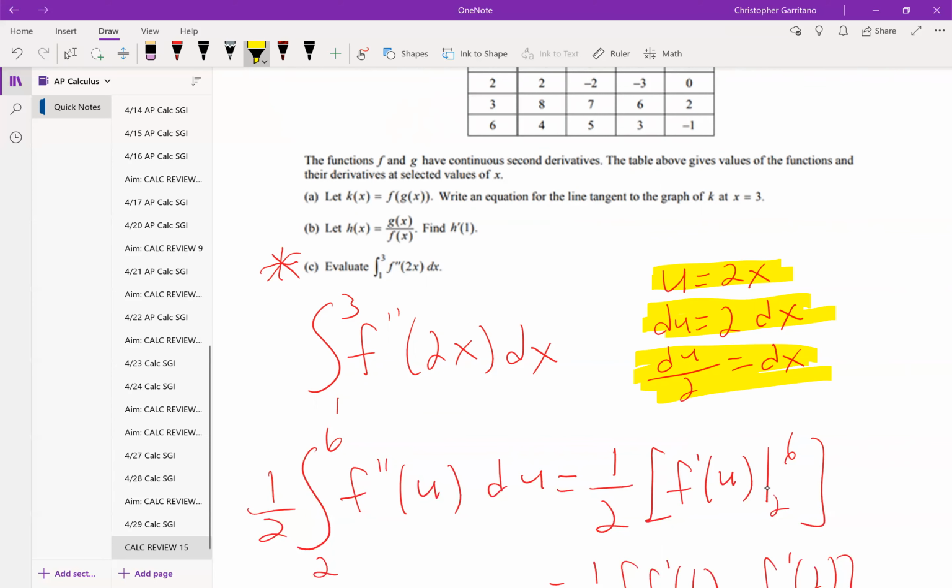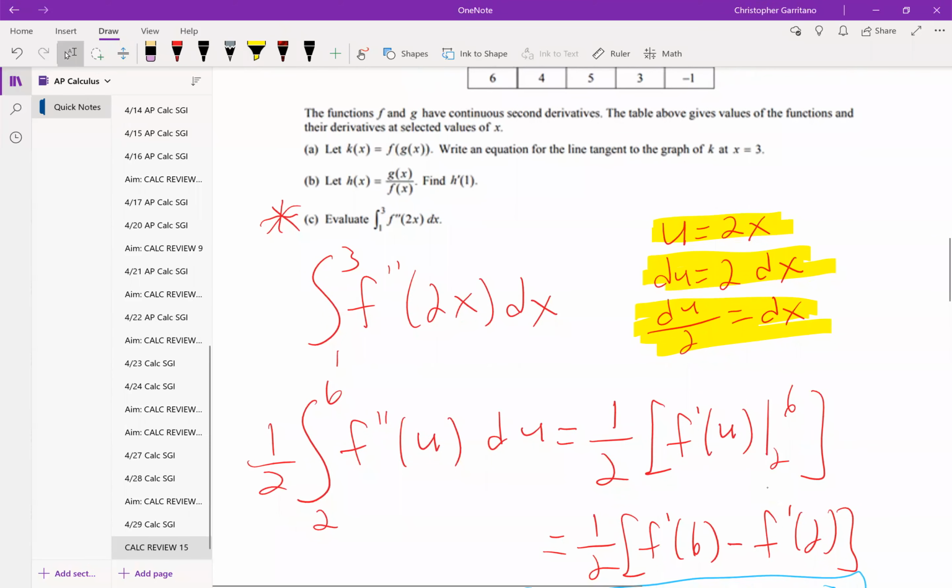All right, so down below here, I've made some replacements. Instead of dx, I've replaced that with du over 2. I just happen to pull the 1/2 out front, and that's fine.